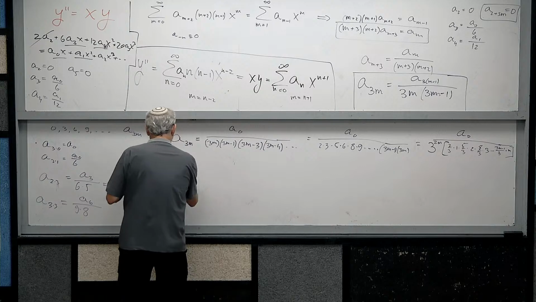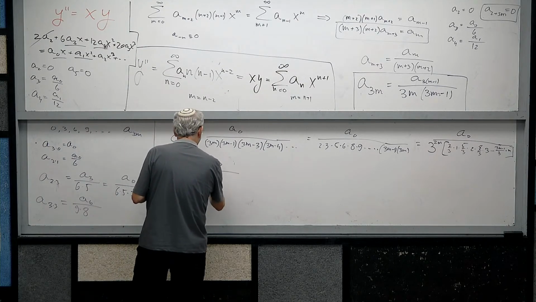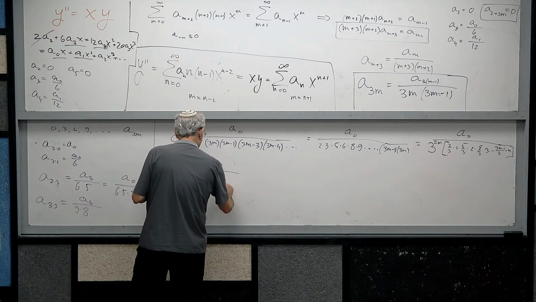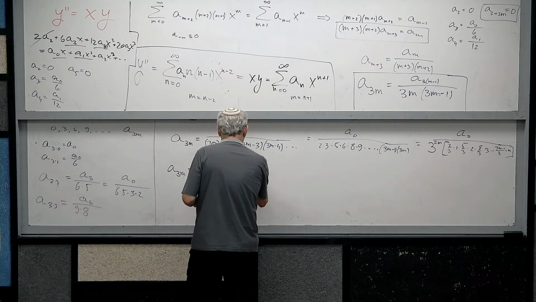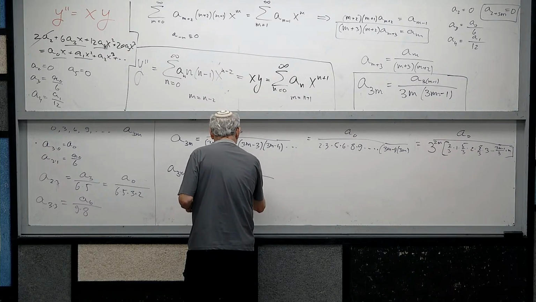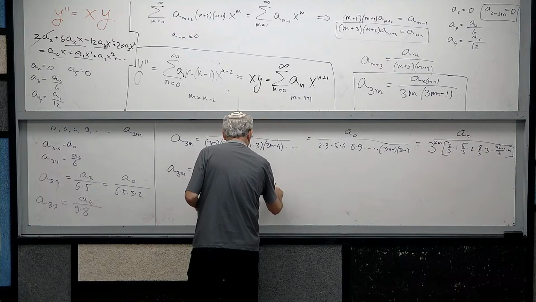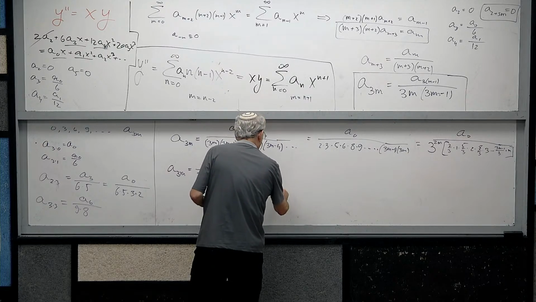So what remains is that a3m is a0 divided by 3 to the 2m times m factorial, and what remains is a multiplication of 2/3 by 5/3 by 8/3 up to 3m minus 1/3. Or let's write it as 3m divided by 3 is m minus 1/3.